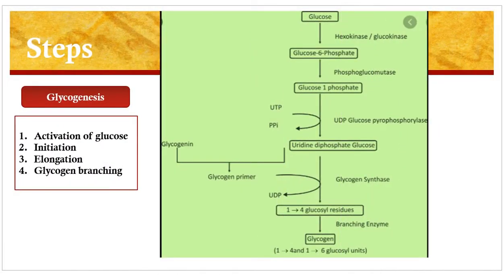Now coming to the steps in glycogenesis. So what is glycogenesis? The synthesis of glycogen from glucose is known as glycogenesis, and it takes place in the cytosol and requires ATP, UTP and glucose. If we talk about the steps, then there are mainly 4 steps in glycogenesis. The first is the activation of glucose, the second is the initiation, third is the elongation, and the fourth is glycogen branching.